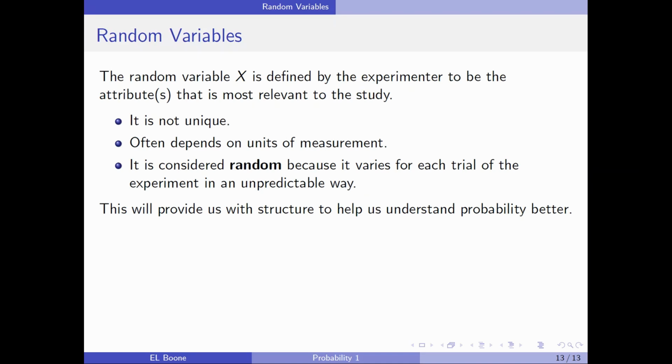Now, this simple idea will provide us with structure to help understand probability later. And in some of the subsequent videos, we're going to be talking about random variables and what's called their probability distribution. And that's what's going to be in the next video.